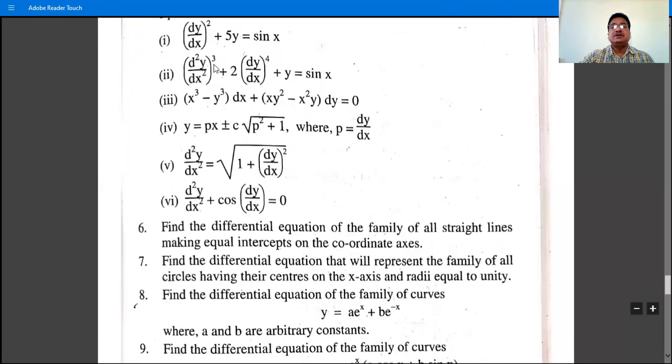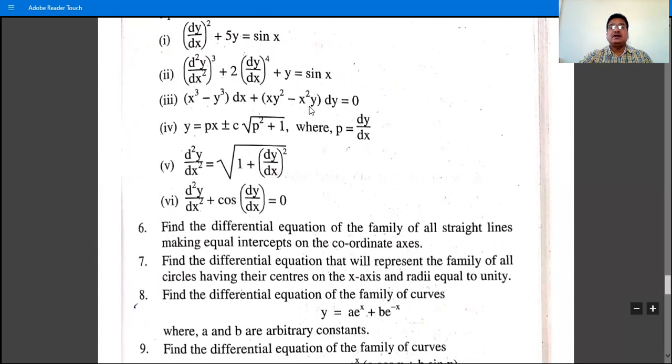If you observe this, order is 2 and degree is 3, not 4, because we have to find the power or index of highest order derivative. So dy by dx is not the highest order derivative. This d square y by dx square is the highest order derivative, and its power is 3. So its degree is 3. Order is 2 and degree is 3.